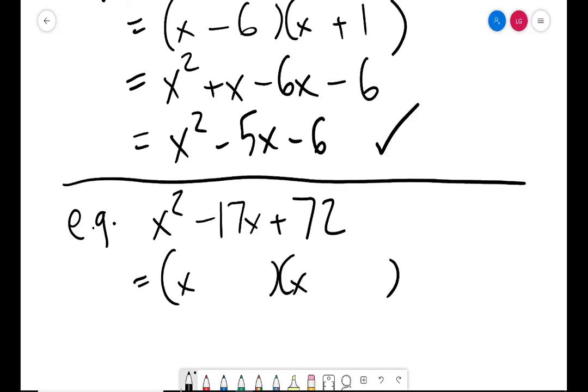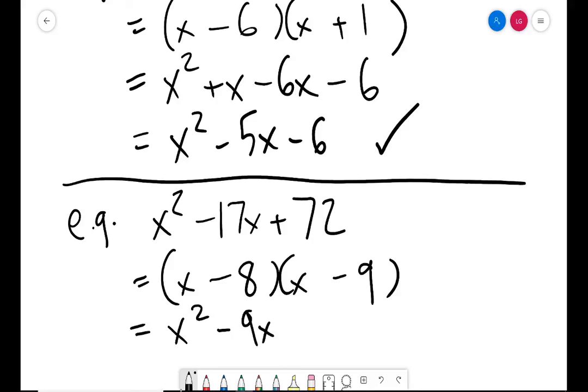72 and 1, 36 times 2. What else do we have? 18 times 4. 6 times 12. Also 8 times 9. And what I'm noticing is 6 times 12 is going to give me an 18. 8 times 9 will give me 17. I like that. And then I'm establishing them both as minus because they need to add to negative 17 and multiply to positive 72. Let's verify. X times x is x squared.